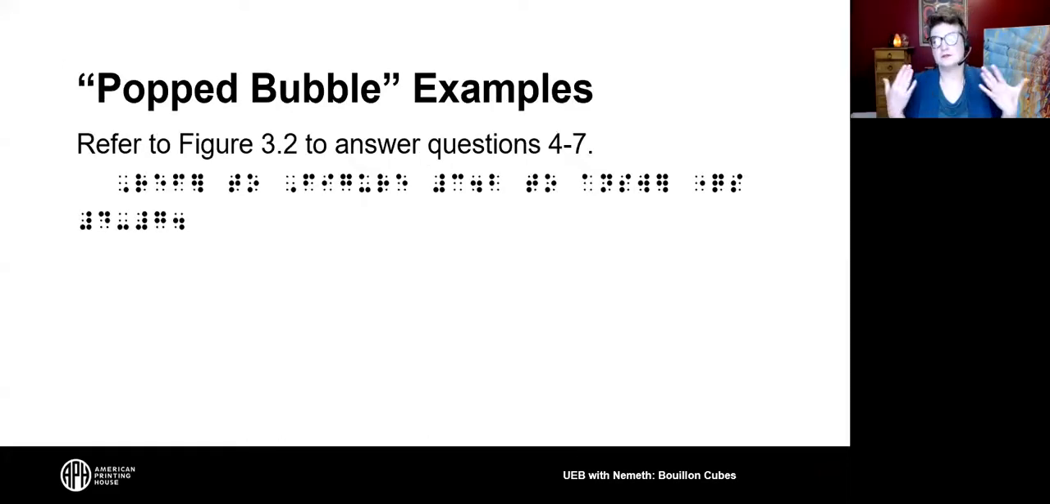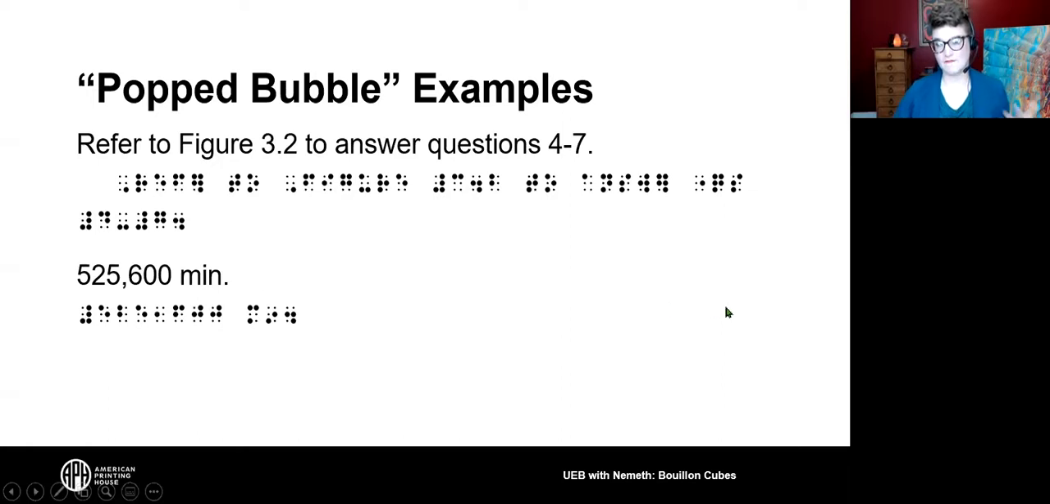So here are some popped bubble examples. I don't know why this is the voice that I have to use for figure titles, but refer to figure 3.2 to answer questions 4-7 or 4 through 7. There's no need for Nemeth Code for any part of this sentence. Simply all in UEB. Refer to figure number 3, period 2 to answer questions 4-7.